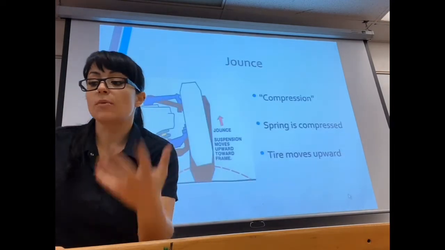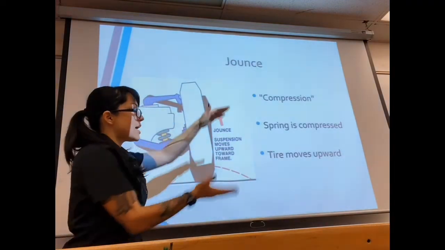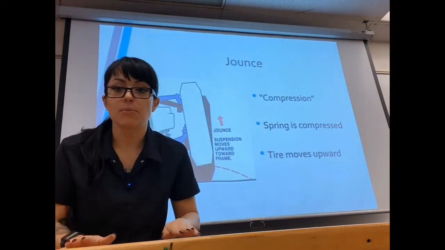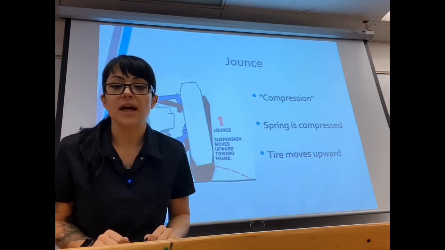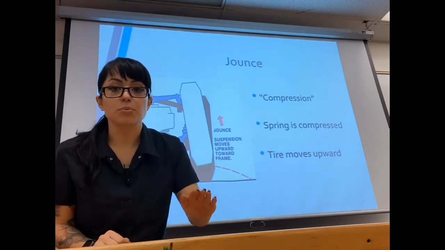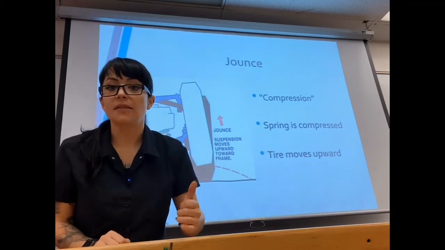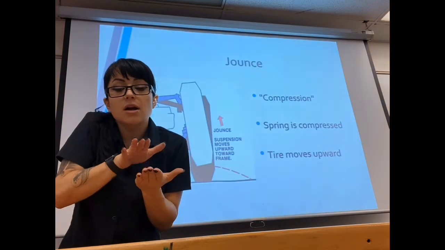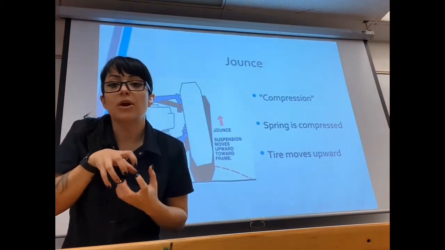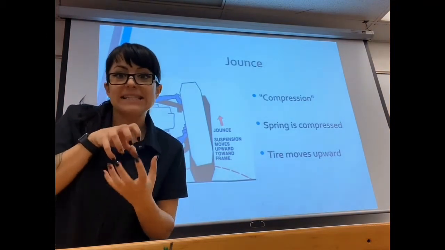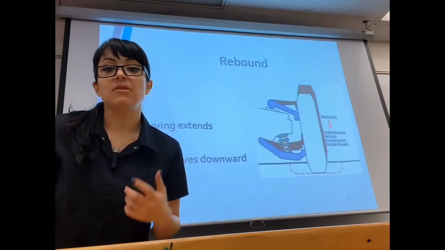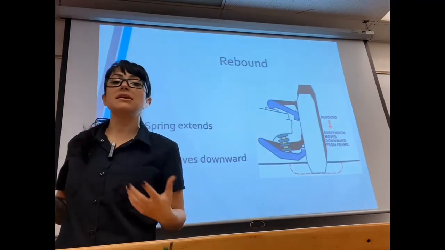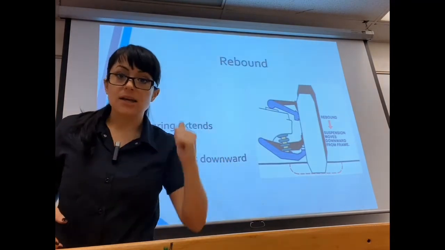So jounce or compression is when the spring is compressed and the tire is moving upward, right? So you're driving and you go over a speed bump. When that tire goes up and over that speed bump, that tire is being pushed up by the road, and that tire is going to push up our suspension, which is going to compress our spring. Now, when we compress our spring, we have contained energy that is going to need to get released, and so that's what rebound is for. So the spring extends, releasing that energy. The tire gets shoved downward.